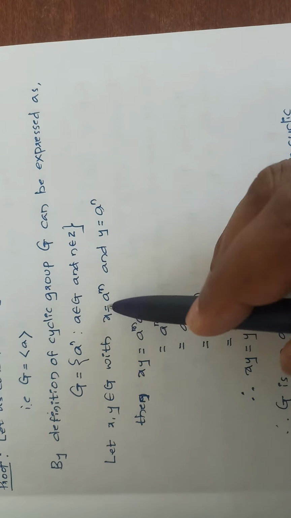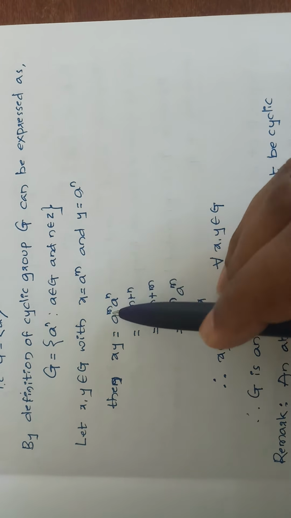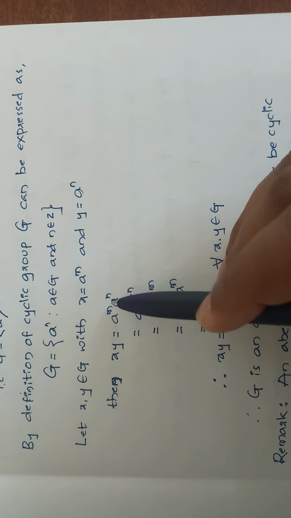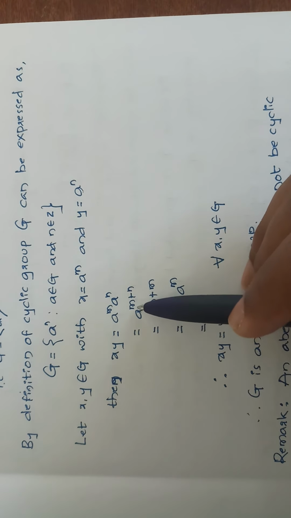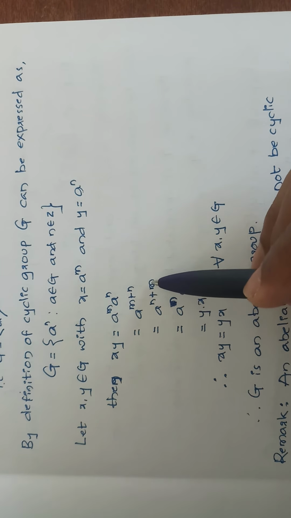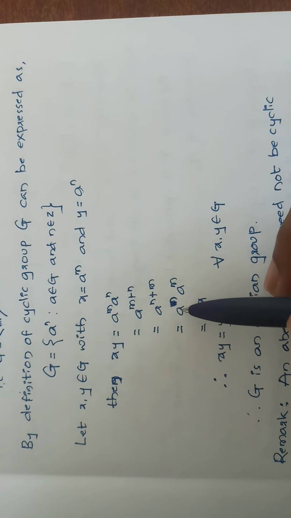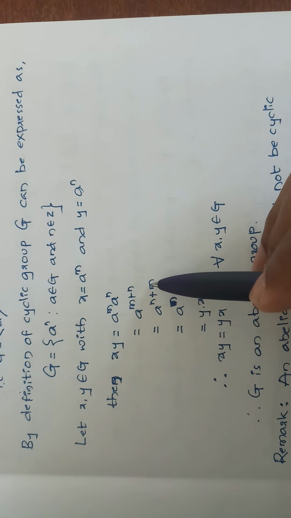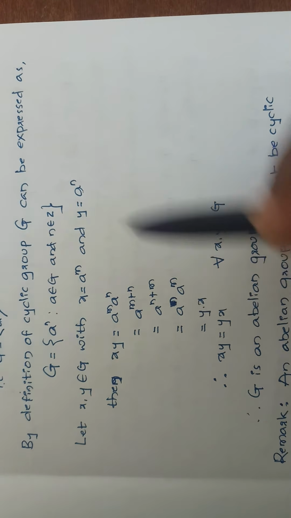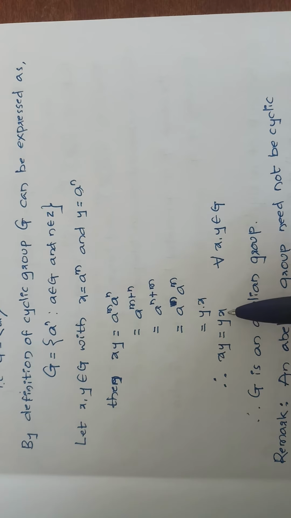Then xy is equal to a to the power m into a to the power n. The bases are the same, so the powers can be added. This is equal to a to the power m plus n, which can be written as n plus m. If I separate these powers, it becomes a to the power n into a to the power m. You know that a to the power n is y, and a to the power m is x. Therefore xy is equal to yx for all x, y belonging to G. Therefore G is an abelian group.